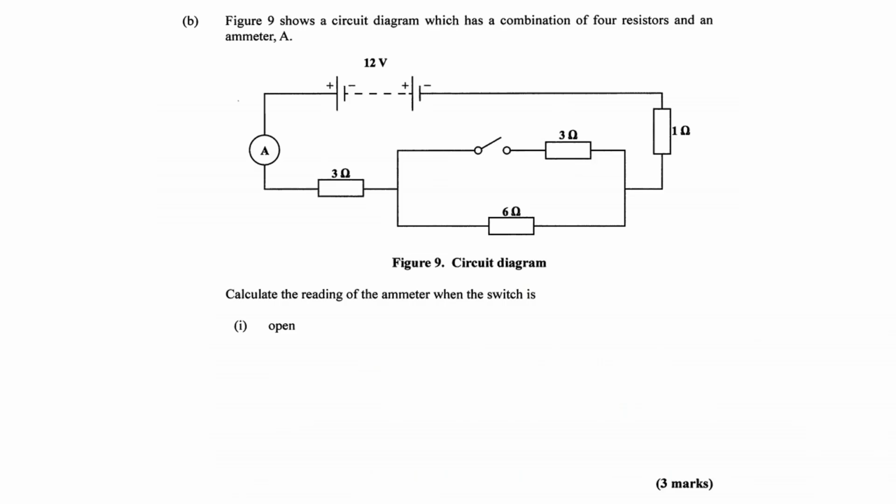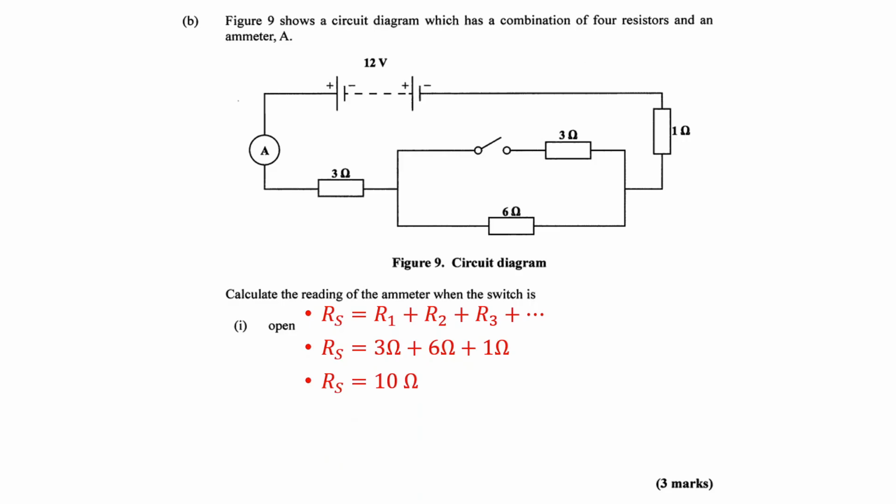Part B, figure 9 shows a circuit diagram which has a combination of 4 resistors and an ammeter A. You have to calculate the reading of the ammeter when the switch is firstly open. So we have to first find the total resistance when they are in series. If the switch is open, then the resistors of 3 ohms, 6 ohms, and 1 ohm are simply in series. So the total resistance will be 3 ohms plus 6 ohms plus 1 ohm, which will give you 10 ohms.